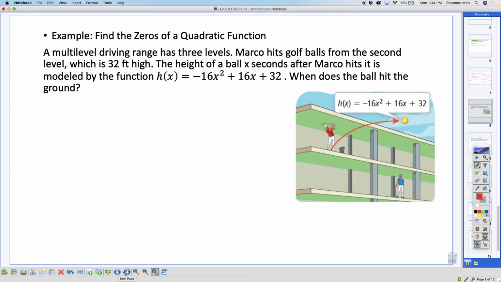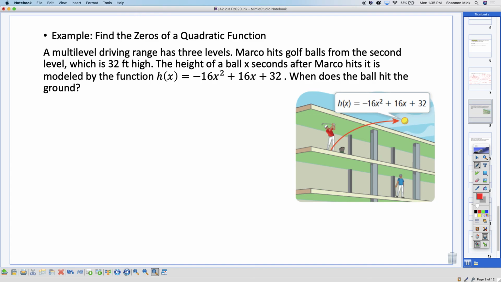So we're going to have some application problems today, at least one. It says a multi-level driving range has 3 levels. Marco hits the golf ball from the second level, which is 32 feet high. The height of the ball, x seconds after Marco hits it, is modeled by the function h of x, h for height, is negative 16x squared plus 16x plus 32. When does the ball hit the ground?